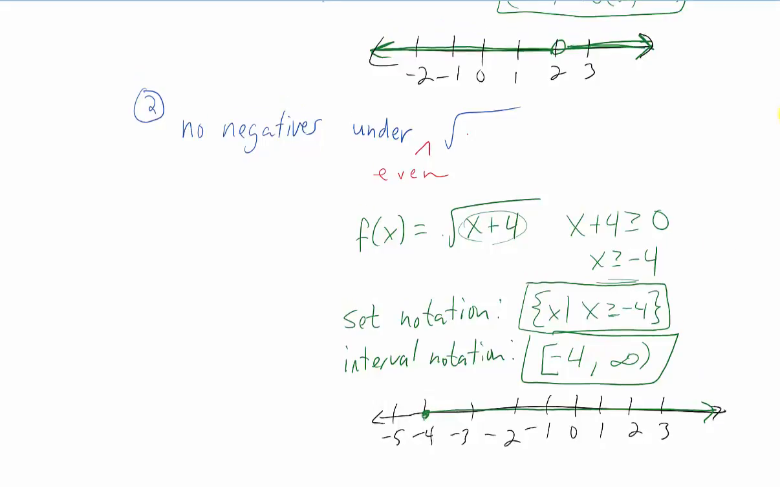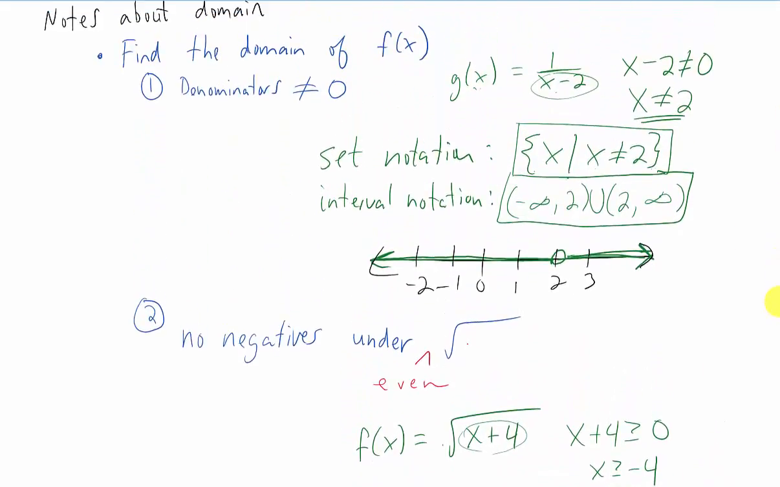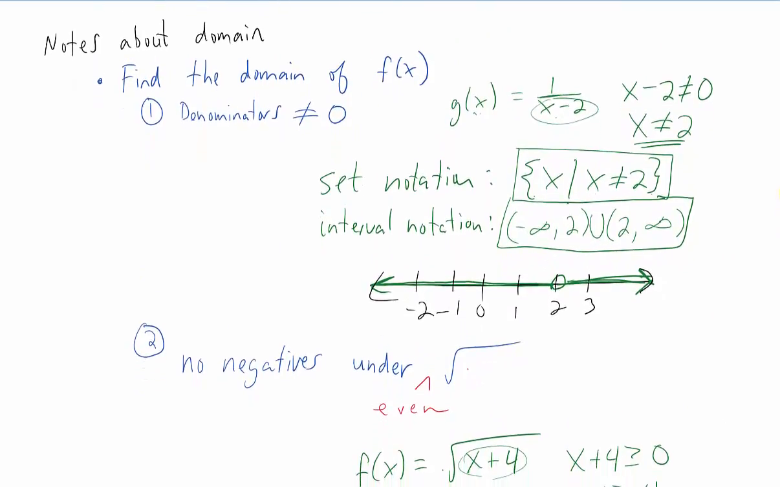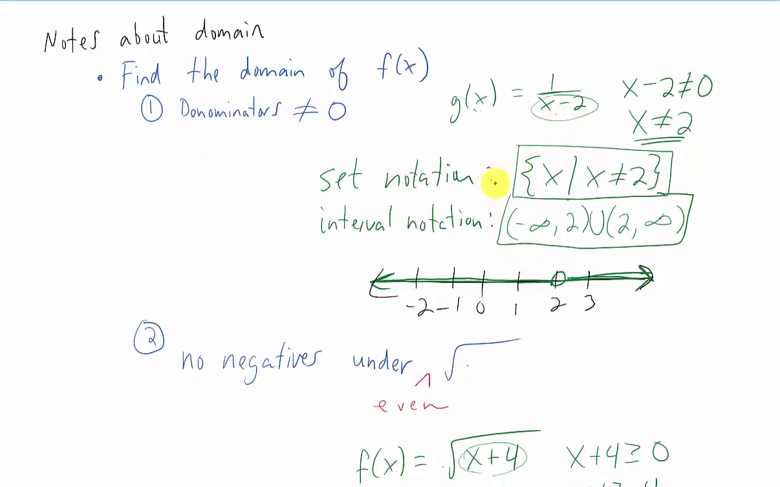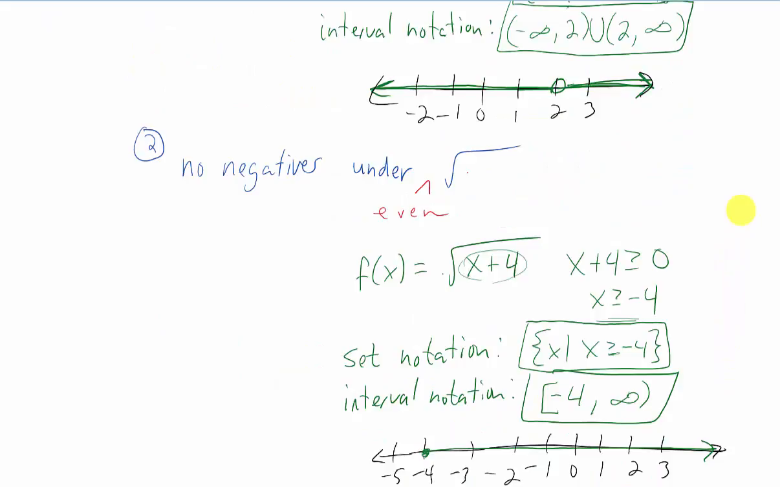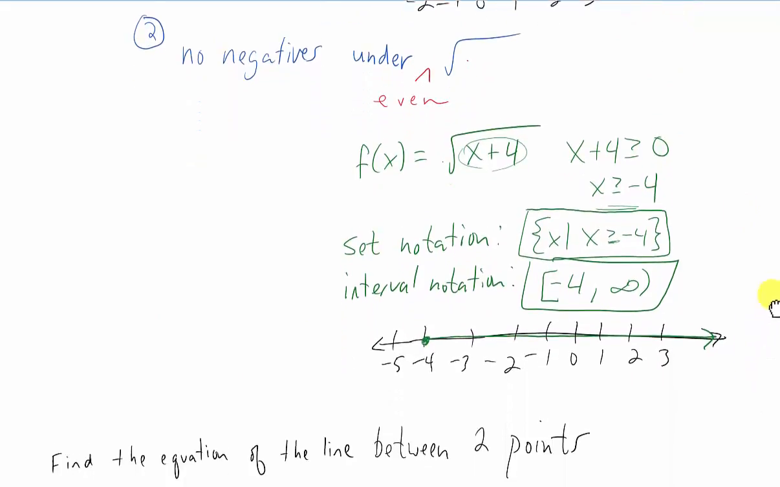Okay, so let's recap. If you're asked to find the domain of a function, you're looking for two things, denominators and even roots. If you see yourself with a denominator, you need to make sure that that denominator cannot be 0. If you have an even root in the problem, you need to make sure that whatever is inside of that even root has to be greater than or equal to 0. Okay, I hope that helps with that problem.